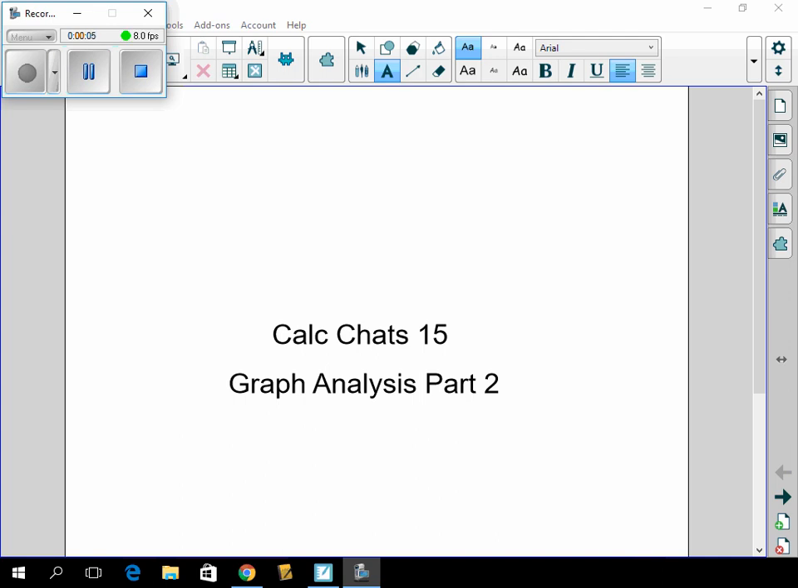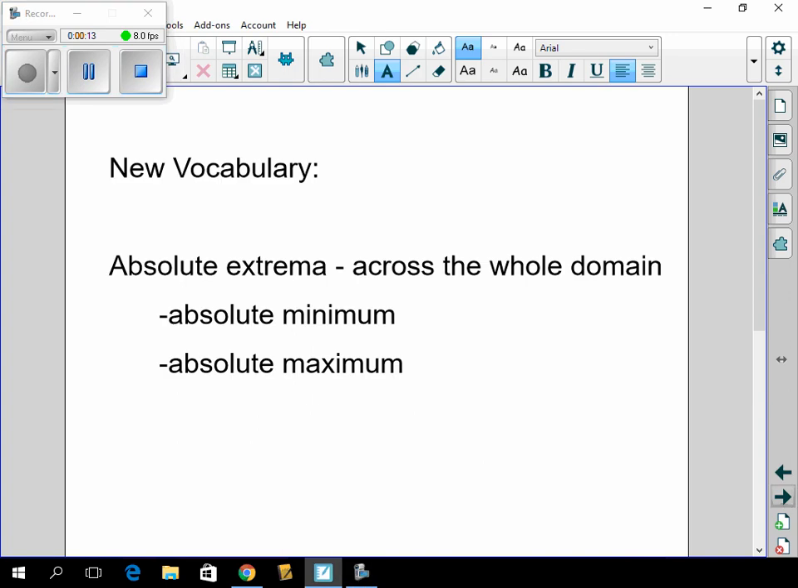Today we're going to continue our graph analysis and talk more about how derivatives can connect to our original graph of f of x. So we have some new vocabulary.